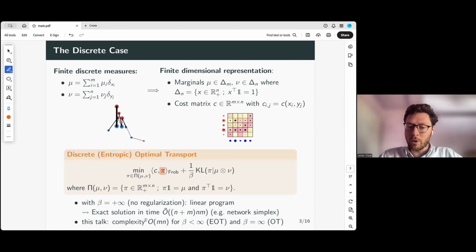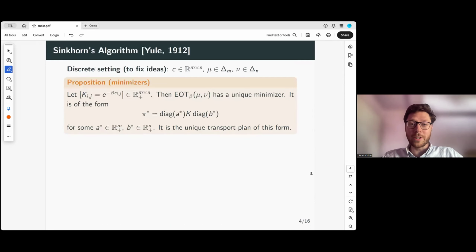So you cannot really hope to do better than this complexity because that's the time it takes just to read, let's say, the cost matrix, which is of size m by n. So in general, this is the best you can hope. Okay, and the last introductory slide will be the introduction of the Sinkhorn algorithm.